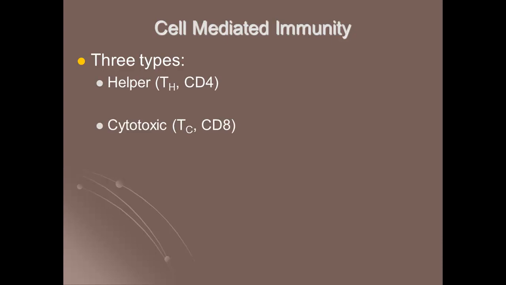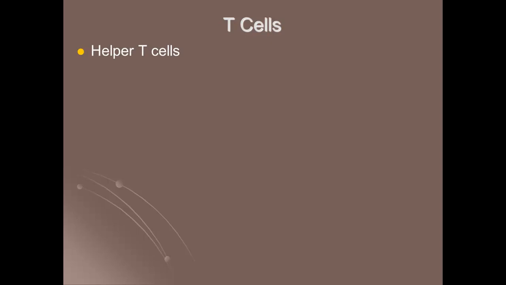There are 3 types of T cells: helper T cells, which are your CD4, cytotoxic T cells, which are your CD8, and they destroy target cells with perforin. And then you have regulatory T cells, which suppress other T cells. So let's start with the helper T cells first.